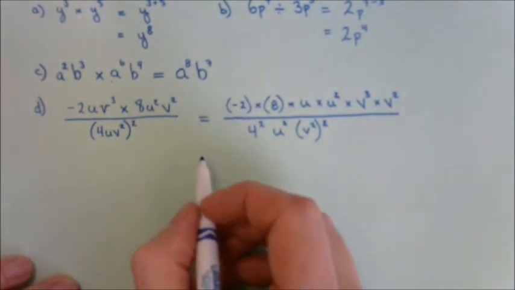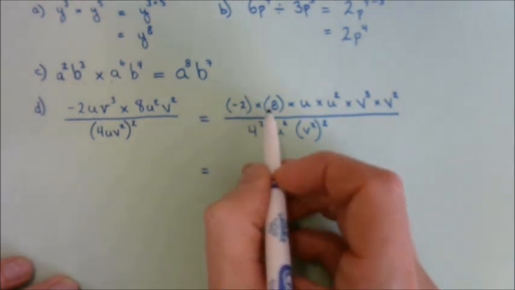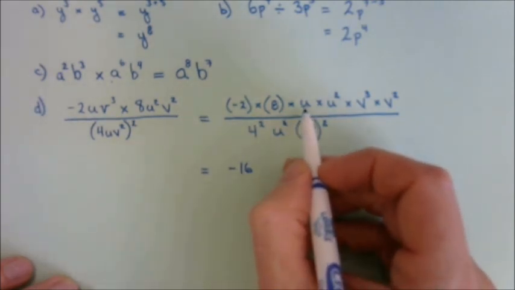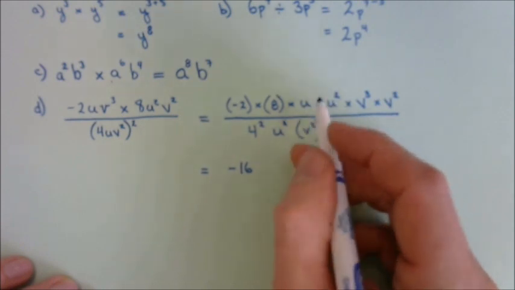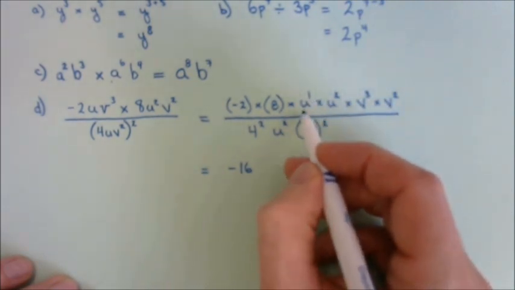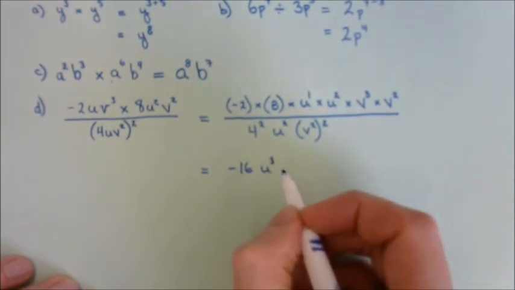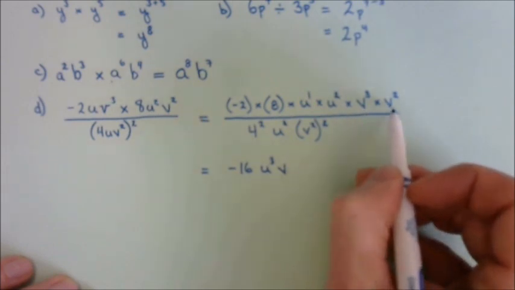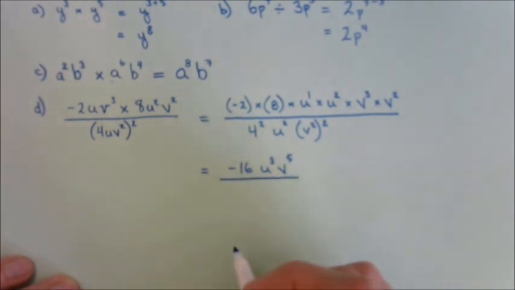Let's go ahead and simplify the numerator and the denominator. Our numeric term in the numerator, we have negative 2 times 8, that's negative 16. And then we have one factor of u here and two factors of u here. Remember, u with nothing there has an invisible exponent of 1. So we actually have u to the power of 1 plus 2. I'm just going to write u to the power of 3. And how many factors of v do we have? Well, we have 3 factors here and 2 factors here. So that's 5 factors of v.